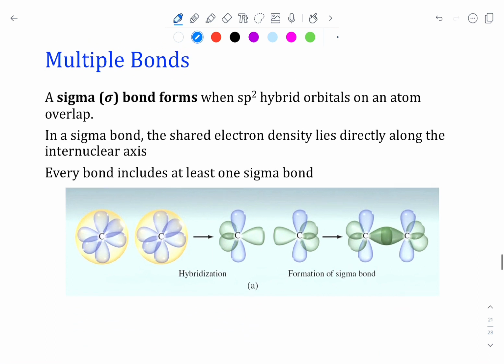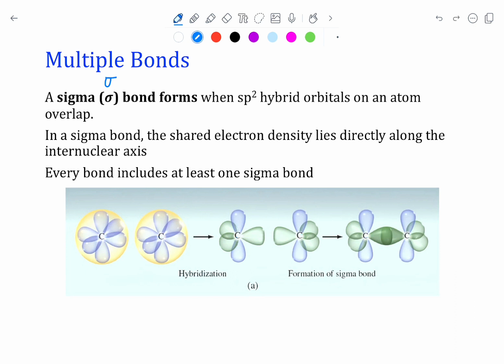Okay, so we have special names for these types of bonds, whether they're being formed from hybrid orbitals or unhybridized orbitals. So a sigma bond, this is the Greek letter sigma. A sigma bond forms when sp2 hybrid orbitals on an atom overlap. In a sigma bond, the shared electron density lies directly along the internuclear axis, the axis that goes directly between 2 atoms.